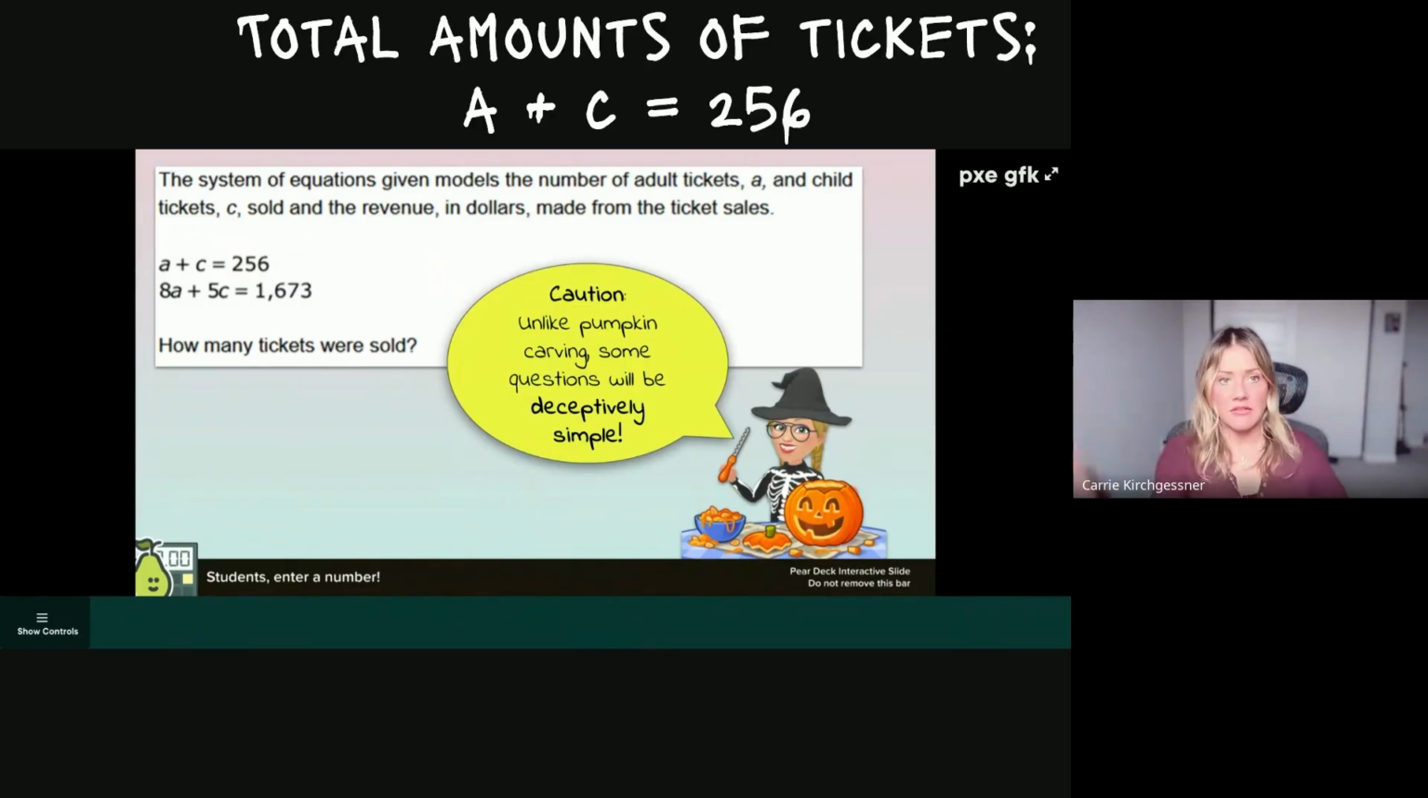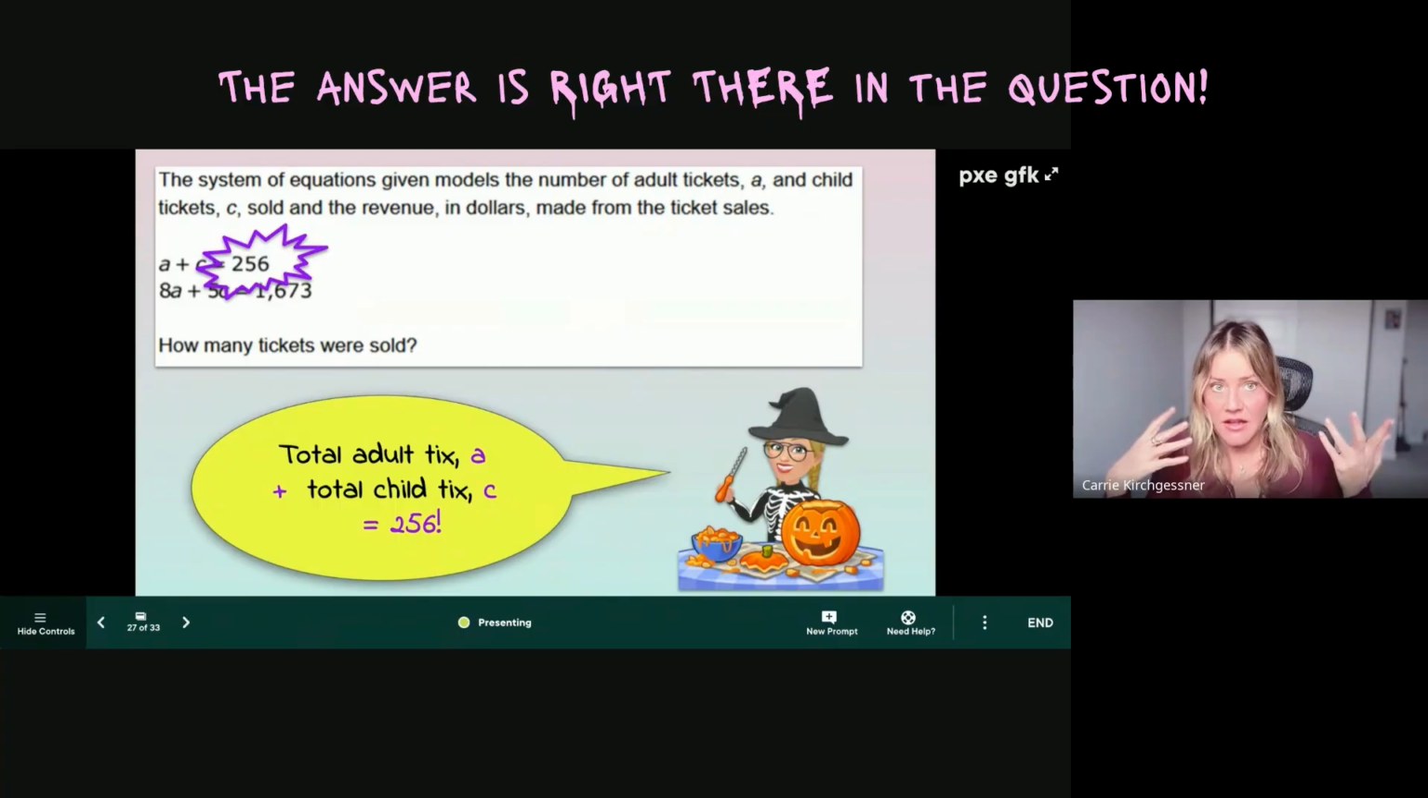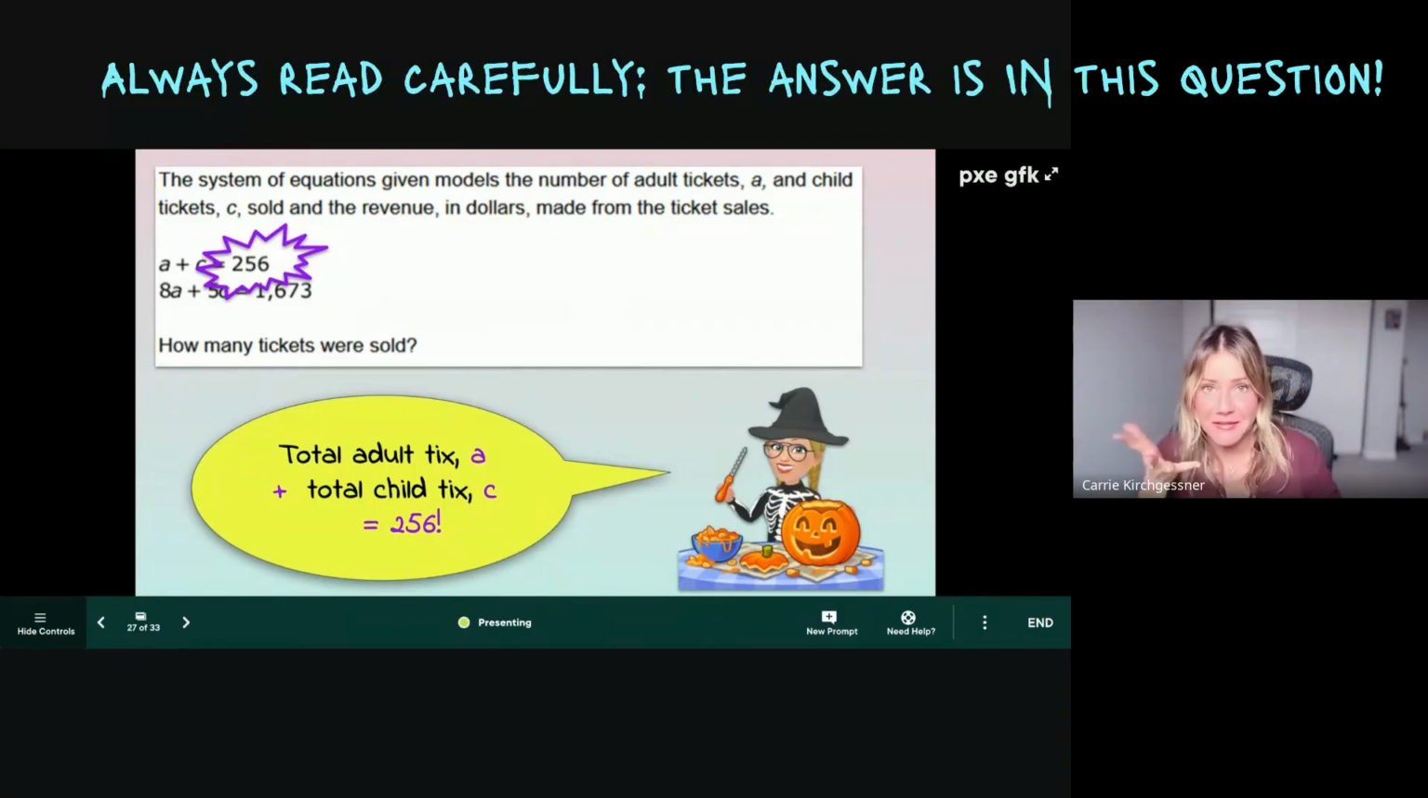A plus C is the total amount of tickets. A plus C is 256, right? In this case, A plus C is 256. So the answer to this is just 256. We all want to go and solve for A and solve for C, right? When I first saw this, all I did was skip over what the question was asking, and I solved for A and then I solved for C. I wanted to solve the system of equations, but you don't even have to do that here. You don't have to solve the system of equations.